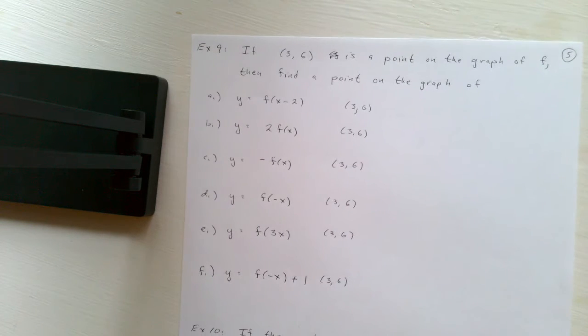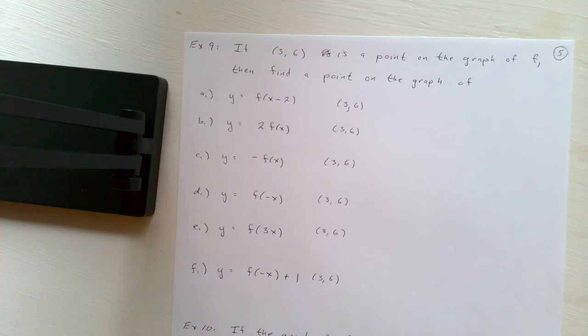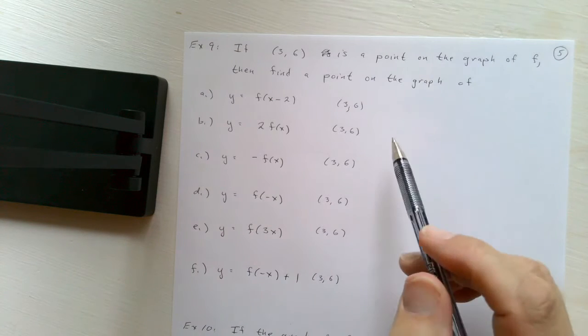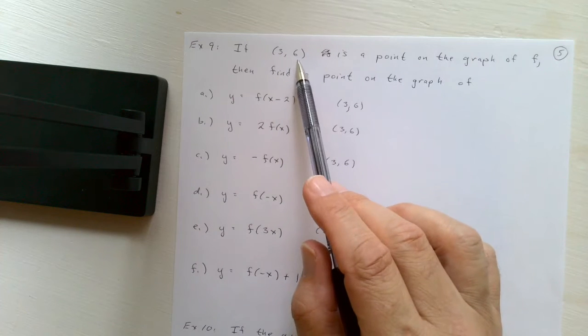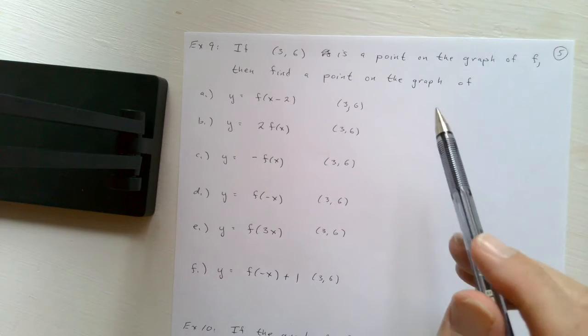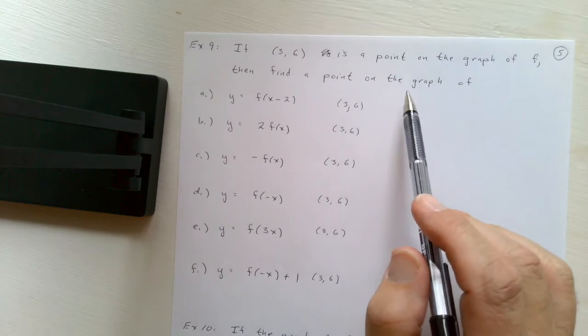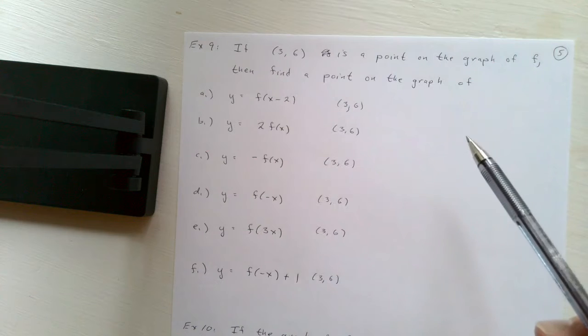Okay, so we're going to do the last two examples, and these really focus on the effect of a transformation on an individual point. So in example 9, we're starting at the point (3, 6), and then we're just doing all of these basic transformations to this particular point. So when we're trying to find a point on a new graph, they're not asking us to graph this, because we can't, because they only give us one point to work with.